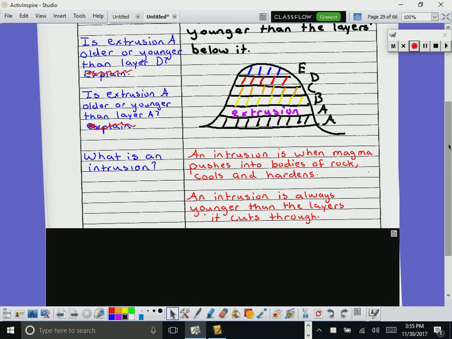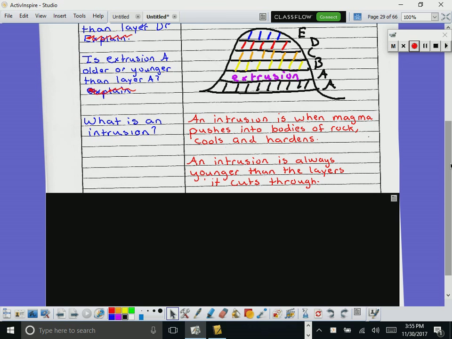Okay. Now this will all make more sense whenever we look at the cross section in notes page 3 and we practice doing it. So just remember, law of superposition, older stuff's at the bottom, it gets younger as you go up, just like extrusions, and then intrusions are always younger than the layers they cut through.